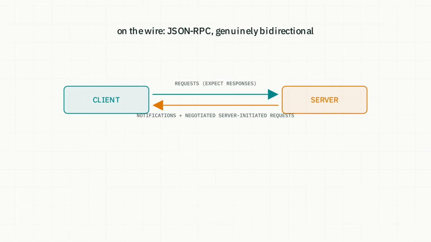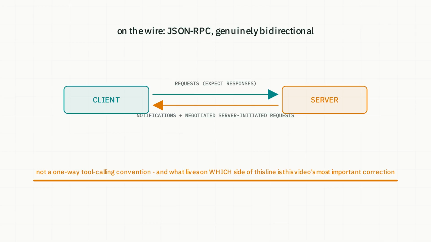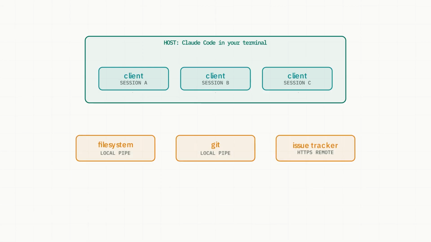The server can send the client notifications when its capabilities change, and in the current stable spec, certain negotiated features even let servers initiate requests back through the client. Hold that thought, because what lives on which side of this line, and what just got deprecated there, is this video's most important correction. Picture a single concrete host to anchor the roles.